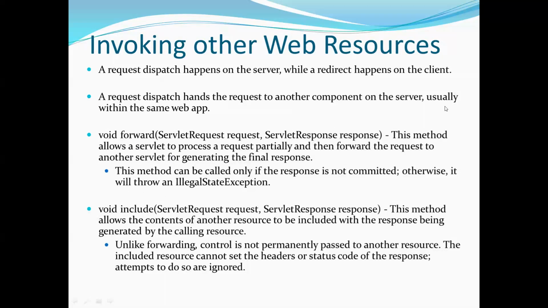Just look here. When you forward any request using RequestDispatcher, then two things will be passed. One is your servlet request object, and another one is your servlet response object. This method allows a servlet to process a request partially and then forward the request to another servlet for generating the final response. This method can be called only if the response is not committed, otherwise it will throw an IllegalStateException.